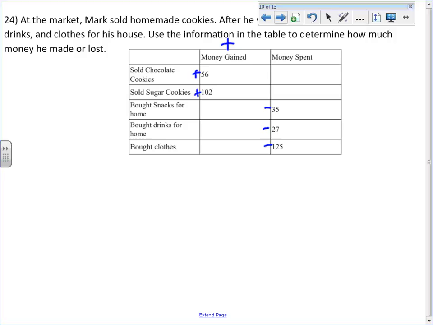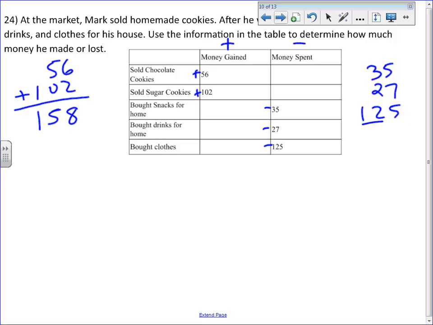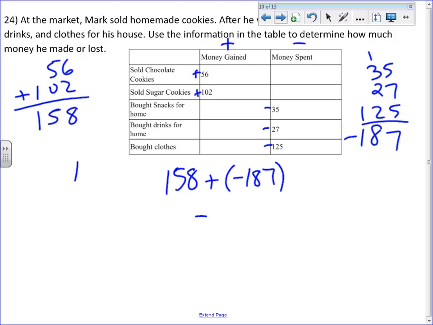So I would add together the money gained and the money spent first. So the money gained is 56 plus 102. Line up the numbers in the correct places, and you get 158. So that's how much gained. The money spent, we're adding together 3 negatives: 35, 27, plus 125. That now, we get negative 187. So 158 plus negative 187. Keep the sign of the bigger one, and subtract.